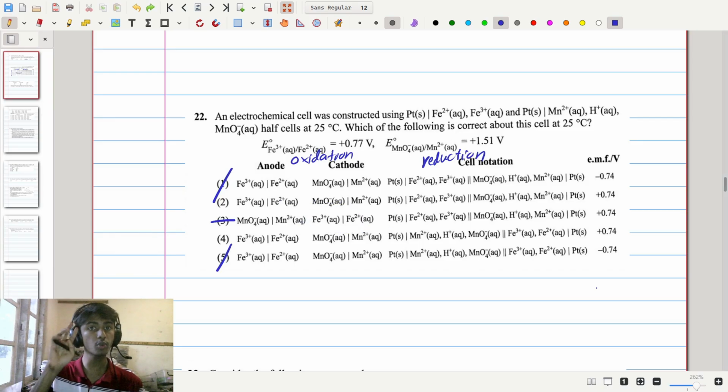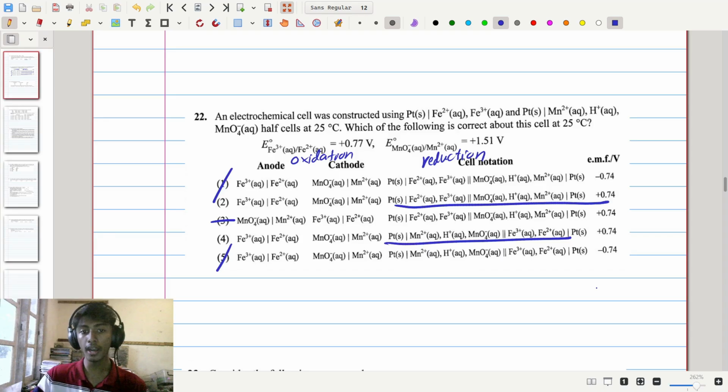Now with that, we only have 2 answers left, which are answer number 2 and answer number 4. Now the only difference between these two is in the cell notation here and here. Now looking at them, I can see the wrong answer is answer number 4 and the correct answer is answer number 2.